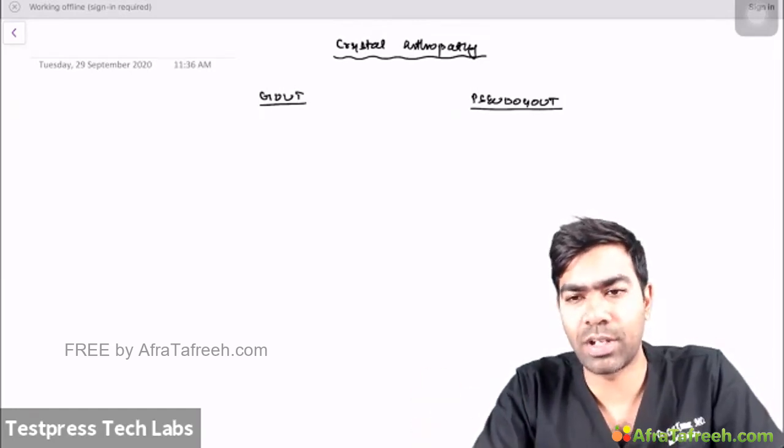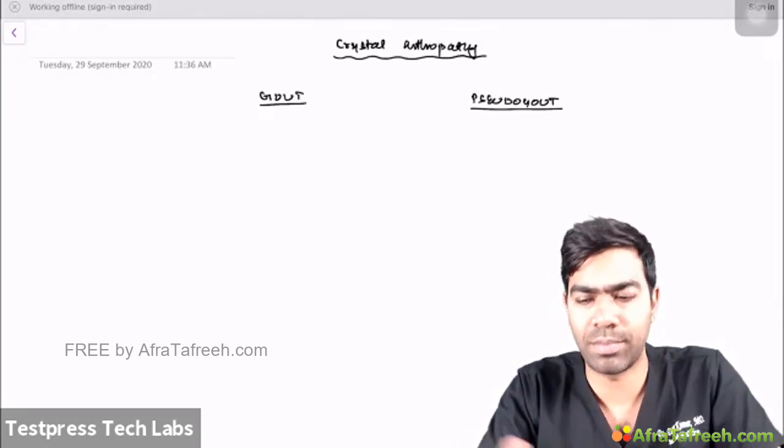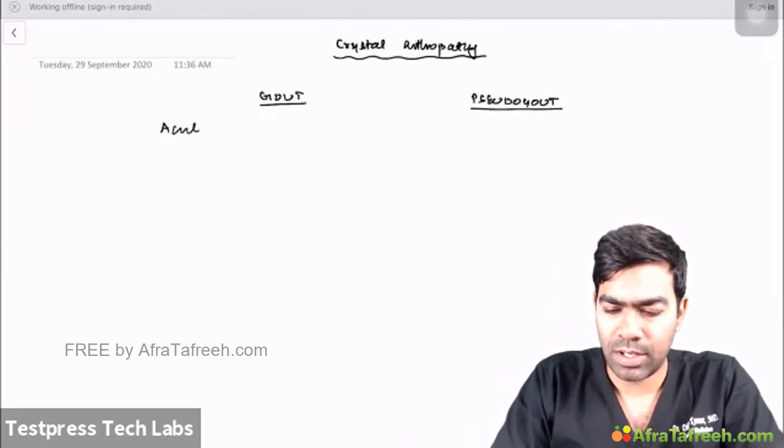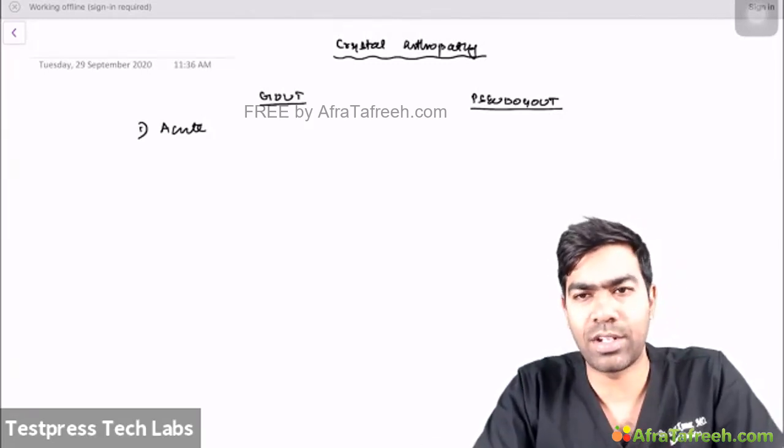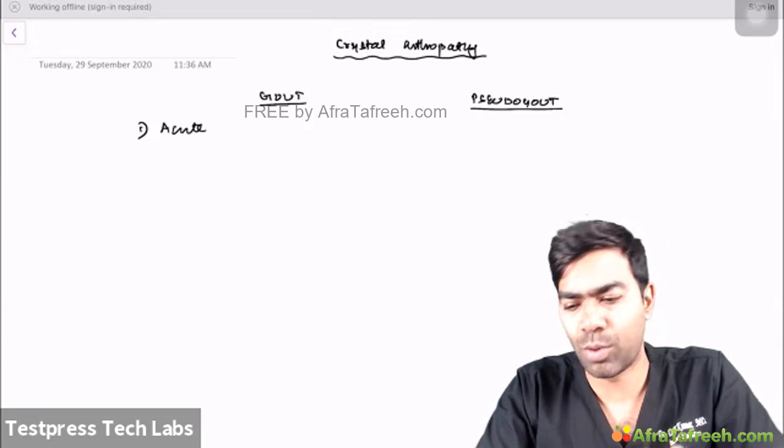So the differences between the gout and the pseudo gout, how to differentiate between them. So in the acute stage, how can you differentiate? In the chronic stage, how can you differentiate? What are the differences in management, and how you're going to differentiate based on the joint aspiration polarized light microscope.